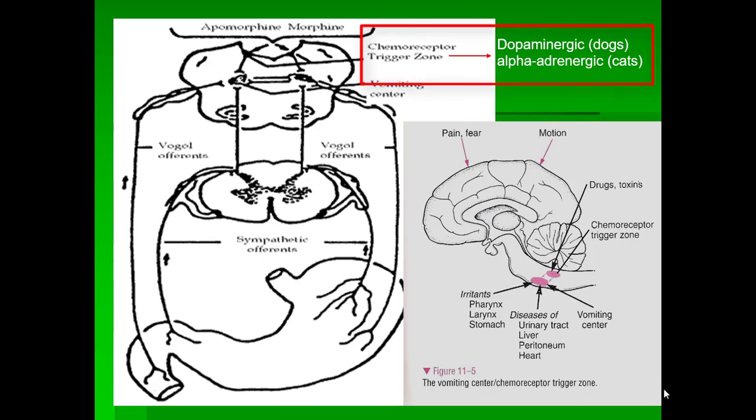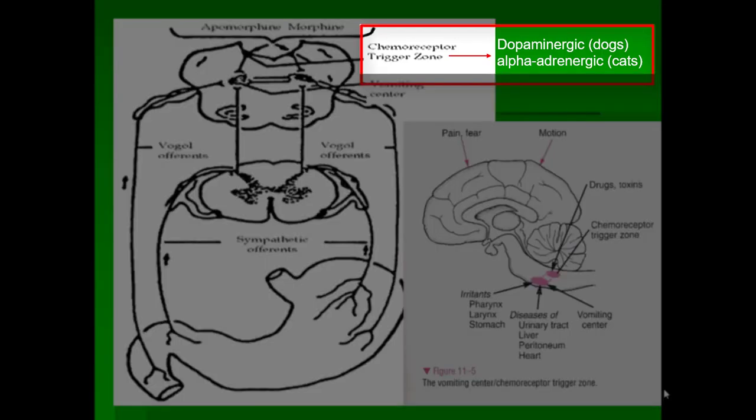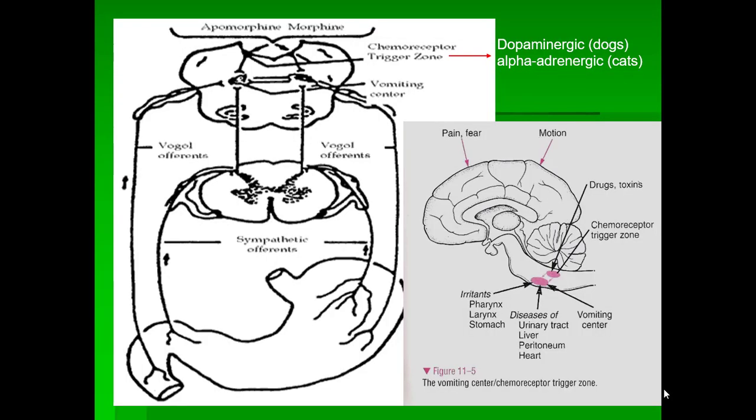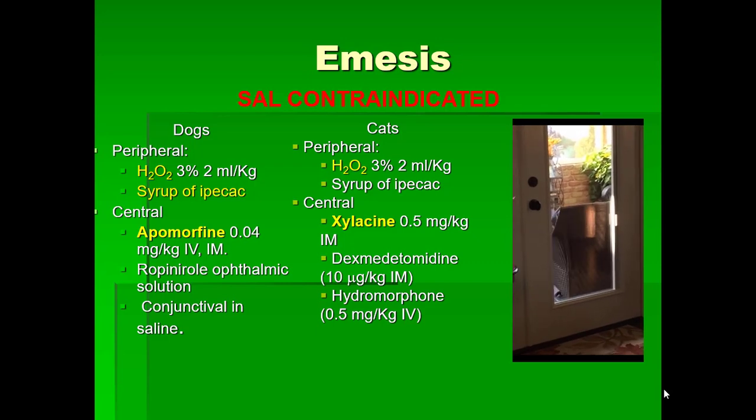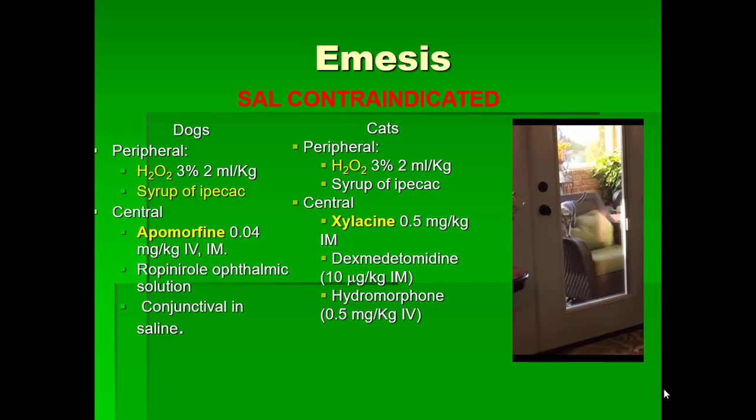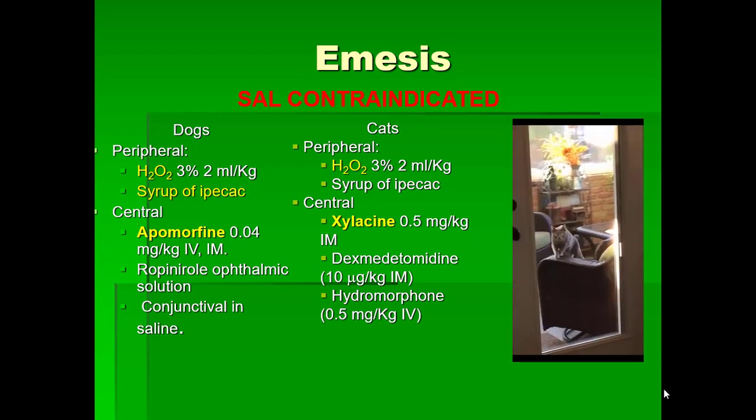On this slide, we also see that dogs have primarily dopaminergic receptors at the chemoreceptor trigger zone, whereas cats have mostly alpha adrenergic receptors. And that's going to make a difference in the type of centrally acting emetics in both species. So here we can see the type of drugs that can be used in both dogs and cats. As you can see, salt is contraindicated, as we will see in the next slide.